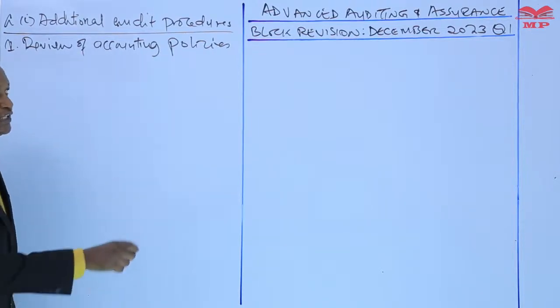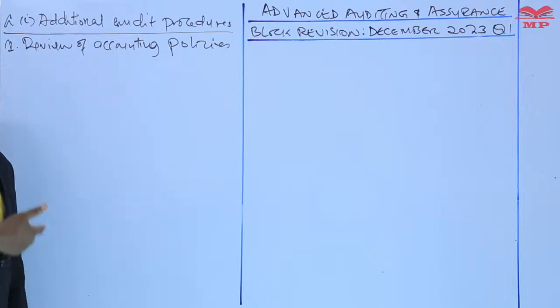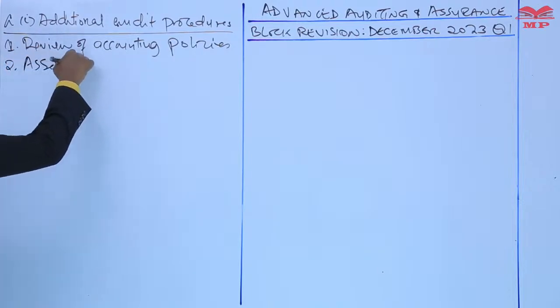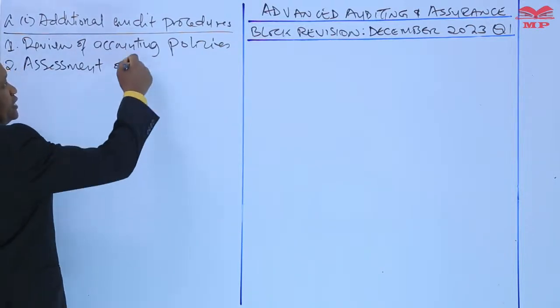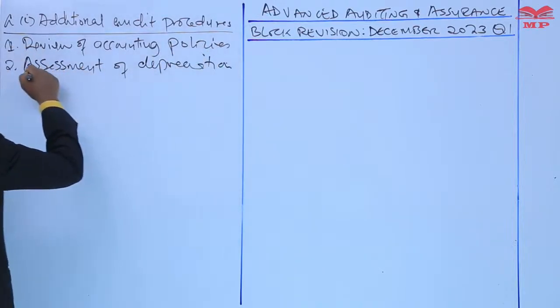And in reviewing the accounting policies on buildings, the auditor should evaluate the consistency of the policies with respect to the treatment of depreciation on buildings. 2, assessment of the methodology on depreciation. Assessment of depreciation, let me call it depreciation methodology.